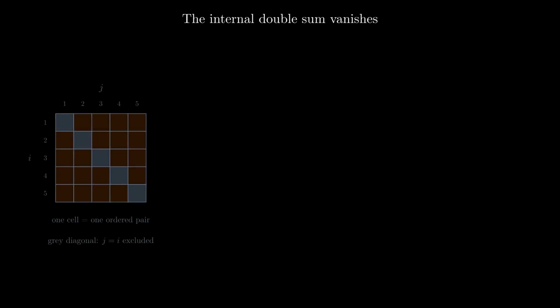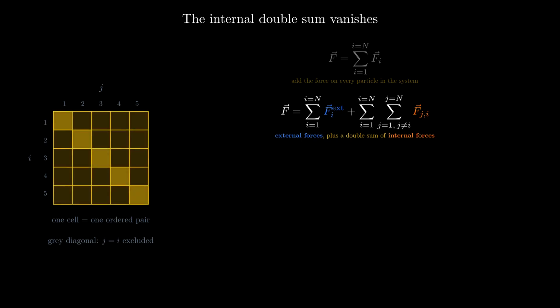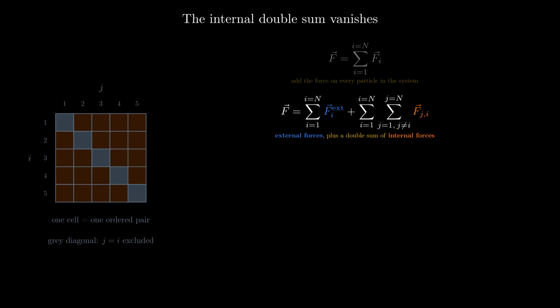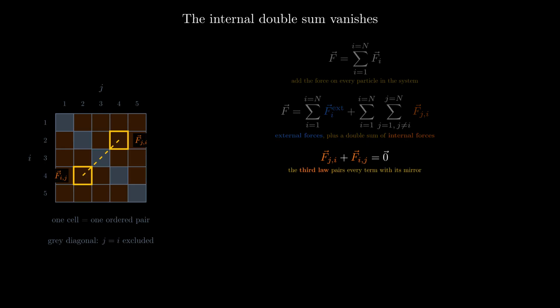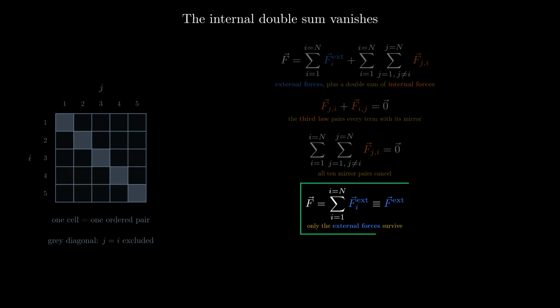Now add up the forces on every particle in the system. The total force is the sum over i of the force on the ith particle. Split it: the sum of all the external forces, plus a double sum over every ordered pair of distinct particles. Look at that double sum. Every term in it has a twin. The force of particle j on particle i appears somewhere, and so does the force of particle i on particle j, and by the third law, those two add to the zero vector. Pair them off, and the entire double sum collapses to zero. What survives is the external force.